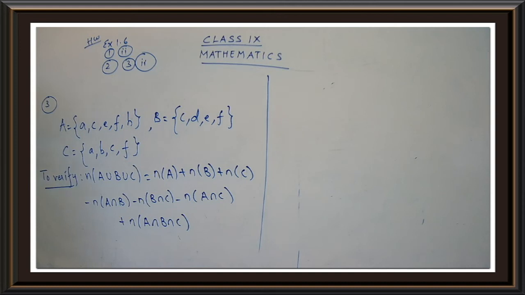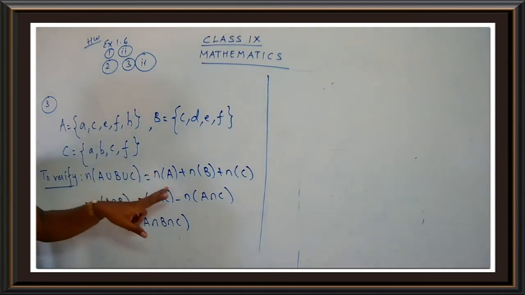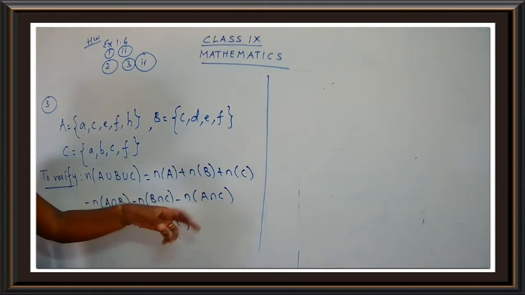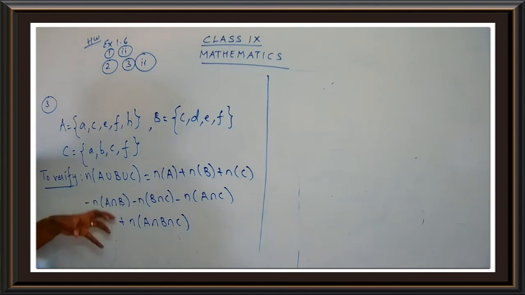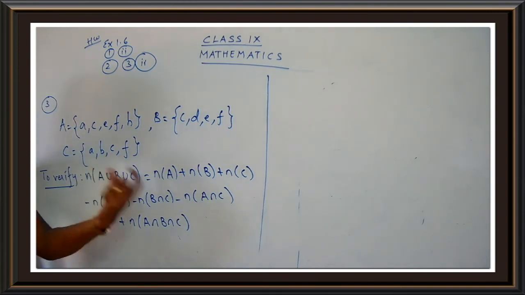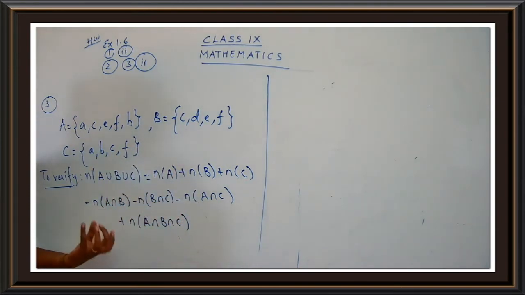Okay children, before we go to the verification part, let us find out some details. For finding LHS we need A union B union C. Then for finding RHS we need N of A, N of B, N of C. Then so many things we need: A intersection B, B intersection C, A intersection C, and A intersection B intersection C. So first of all, we are going to find out all the details together.